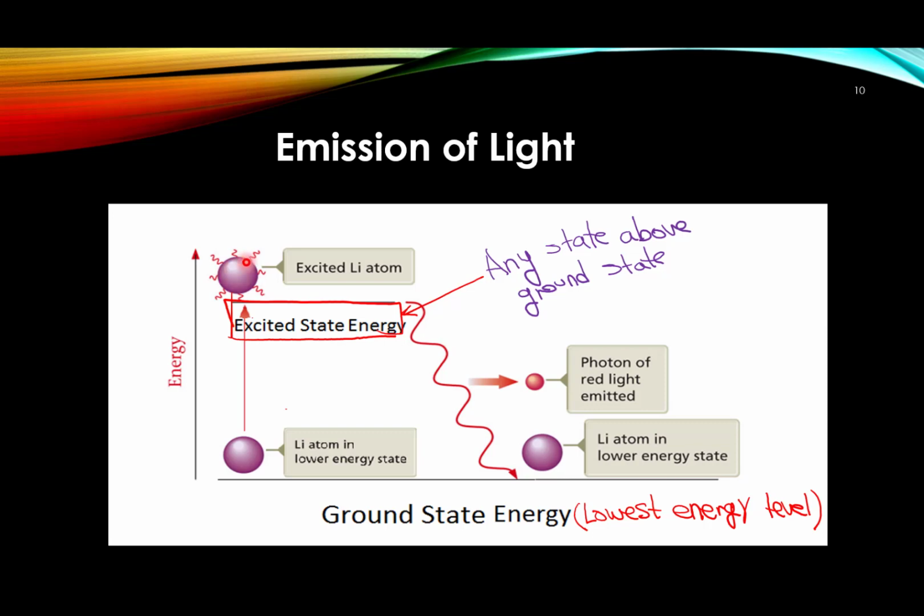And eventually everything comes back down, right? That excited lithium atom has to come back to its ground state. Once it goes back from an excited state to the ground state, it has to release the energy. Remember, by the law of conservation of energy, energy is neither created nor destroyed. The energy that lithium absorbs to go from ground state to excited state, once it goes back to the ground state, it releases that energy. And how does it release that energy? In the form of light or photons.